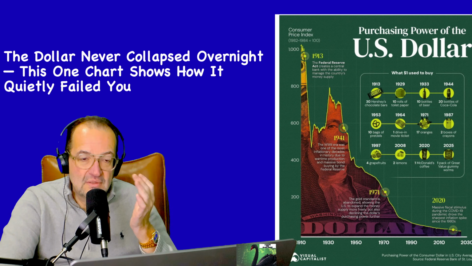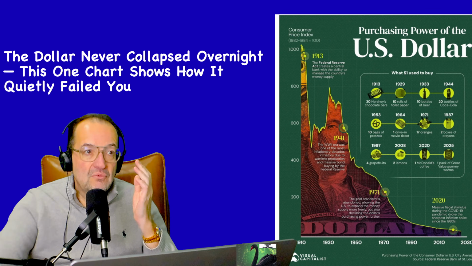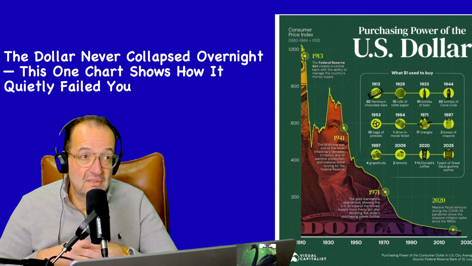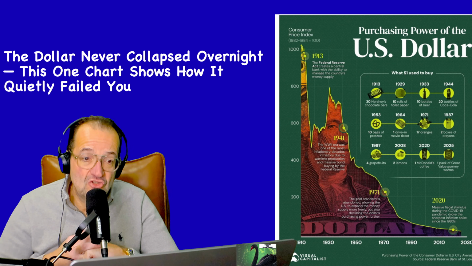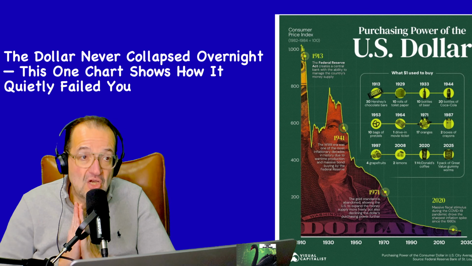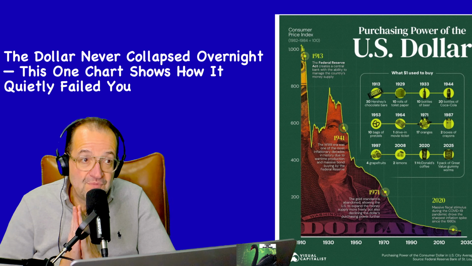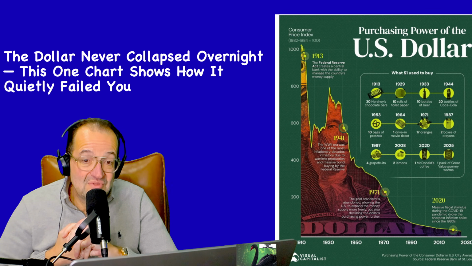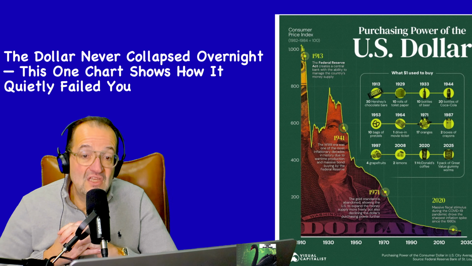Look at the 40s. World War II was not just a military event, it was a monetary event. To fund the war, government spending exploded. The Federal Reserve capped interest rates. Massive bond buying monetized debt. The chart shows a sharp drop in purchasing power. But here's a key nuance. This inflation was politically tolerated because it reduced the real value of wartime debt. Inflation wasn't a mistake, it was a feature.